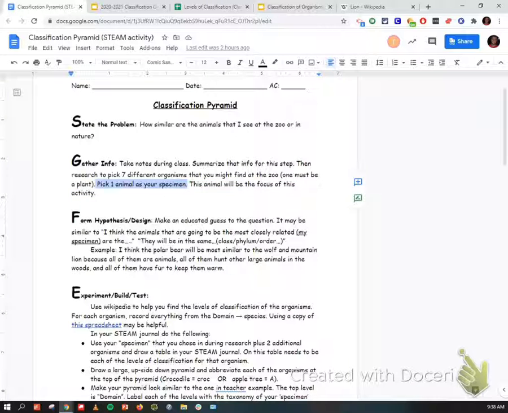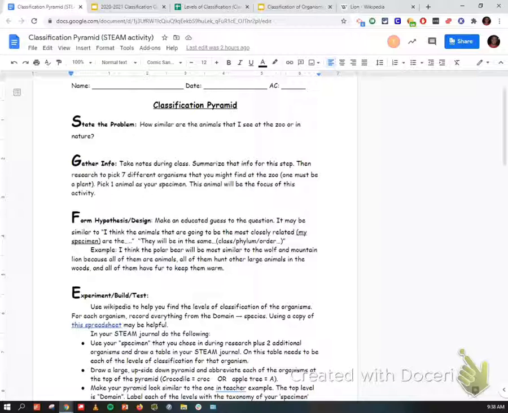You're going to pick one of those, and that's going to be your focus of the activity, and for the rest of the directions, it'll call that thing the specimen. So you're going to write down 7 organisms. One of them is a plant or a fungus, and then you're going to pick one of those as your favorite.